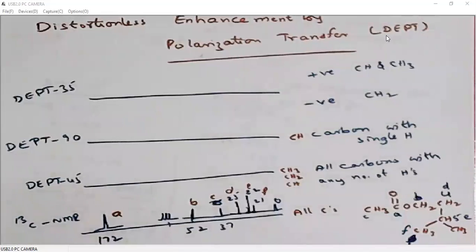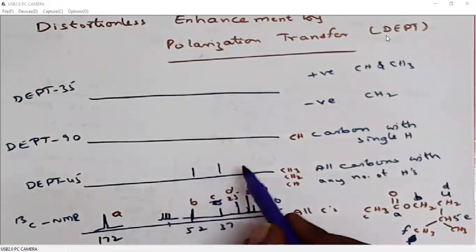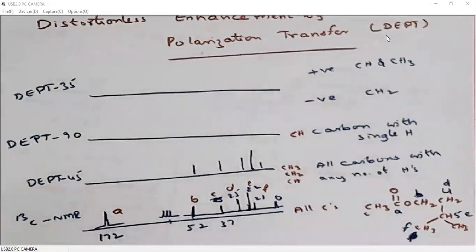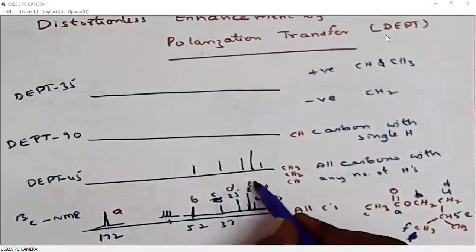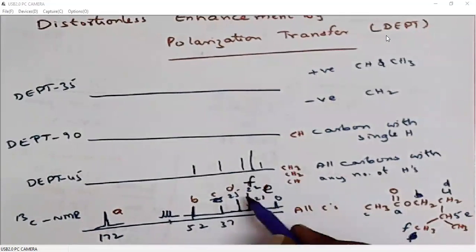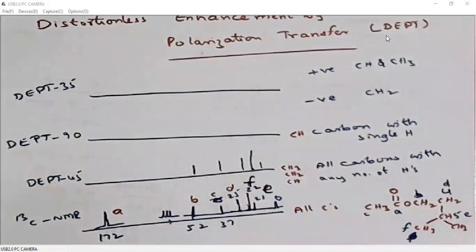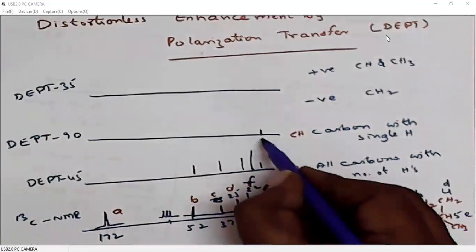Now, when we look at DEPT 45, it will give carbon signals except the carbonyl. Why? Except this carbonyl, all other carbons have hydrogens. So DEPT 45 will give carbon signals which have hydrogens. So we will get the signals 52, 37, 25, 22, 21. Take a correction: this is F, this is E. F means these two methyl groups. This is E, CH. Now in DEPT 90, what will we get? We will get only the signal from CH. Where is CH? Only this E, the 21 peak.